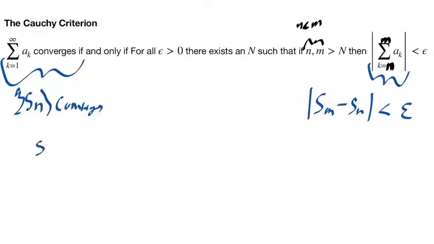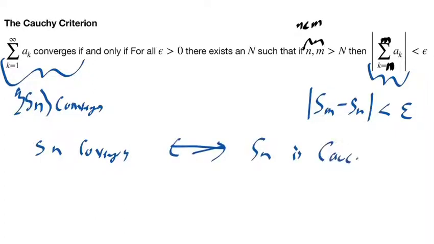So what we're really saying is that Sn converges if and only if Sn is Cauchy. And that's why we call it the Cauchy criterion. As you see, we've basically translated this sequence being Cauchy into the language of a series being Cauchy.